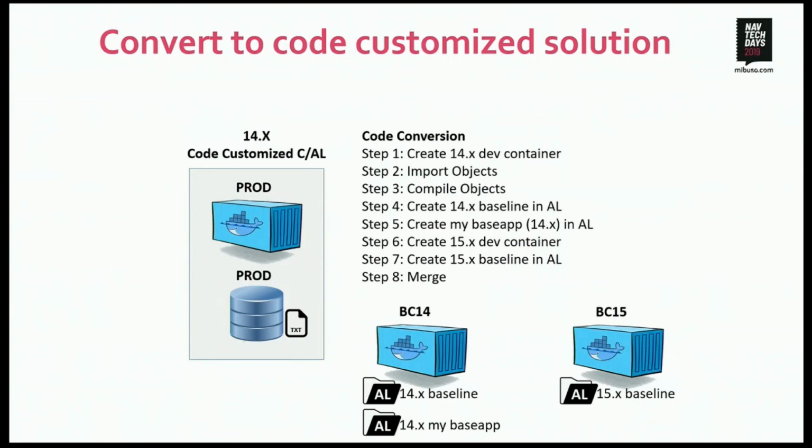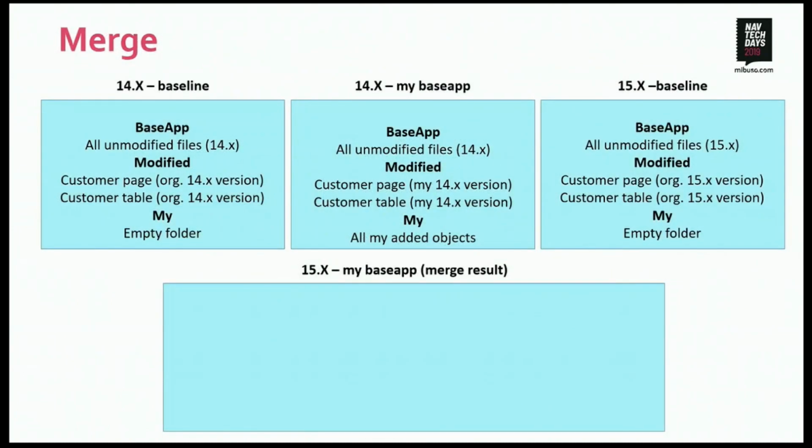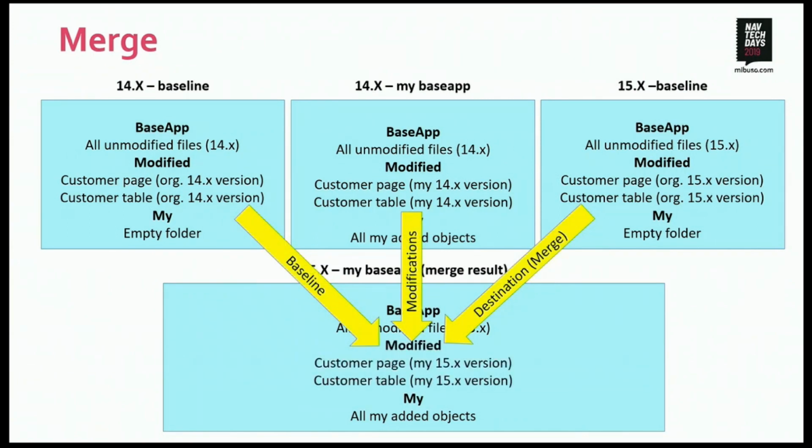while we're creating our baseline, we actually specify a source file destination pattern that puts all the modified files in one folder, all the new files in another folder, and all the base app files in a third folder. That means that when we want to do this three-way merge, we'll simply take all our unmodified 15.x files and say that is the result of the base app folder. Then we'll take all the new objects directly from our 14 folder, copy down, and then we'll do a three-way merge between our baseline, our modified base app, and the 15.x baseline.